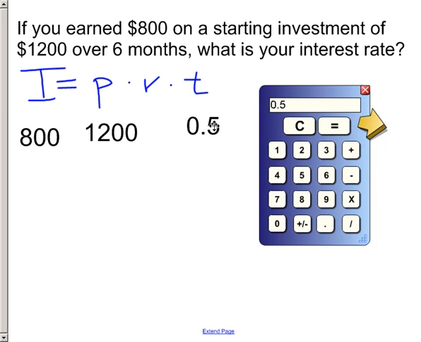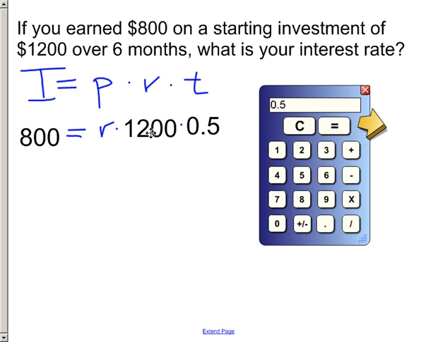Now, we know enough about the properties that I can move the R and the 1200 around, and I'm not changing anything with my problem. My commutative property tells me I can change the order in a multiplication problem. I need to figure out how to solve the problem from here.